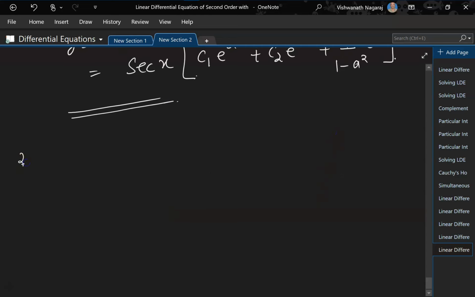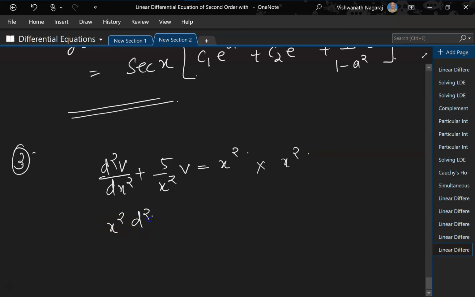Now, let me just very briefly do a third problem. I'll do it from somewhere in the middle, right? I'll start with d2v by dx square plus 5 by x square v is equal to x square, right? So we have something like this. So what do we do? First of all, we need to get rid of this x square here. So let's multiply it by x square. So we get x square d2v by dx square plus 5v is equal to x to the power of 4, right?